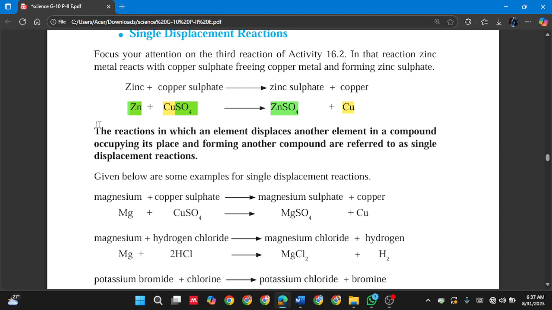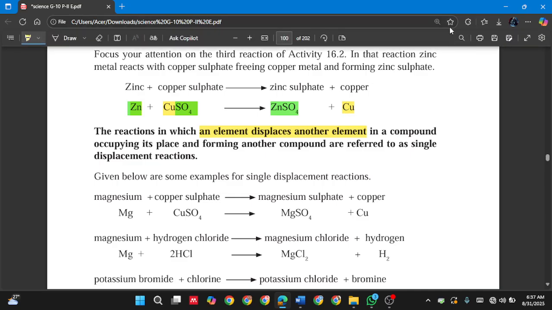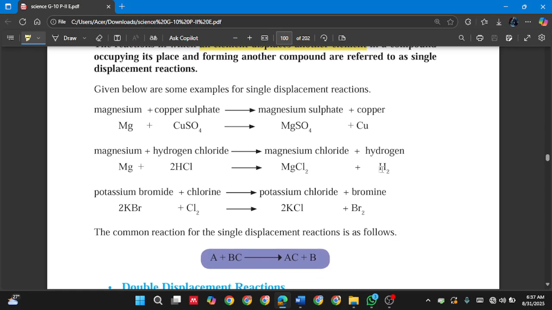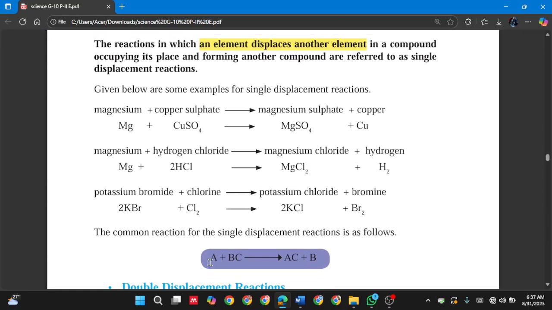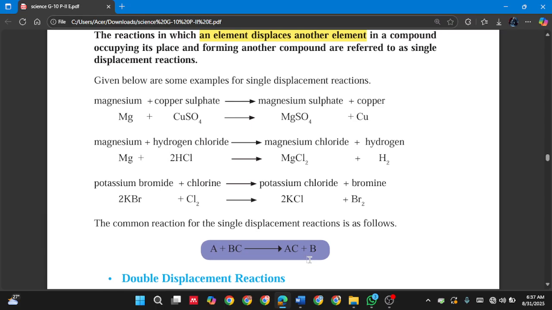The reaction in which an element displaces another element in a compound, occupying its space and forming another compound, is referred to as a single displacement reaction. Okay, so we have some examples. See the common reaction, it is A plus BC, so A should go with B or C. Most of the time A goes with C, A goes with C and B gets alone.